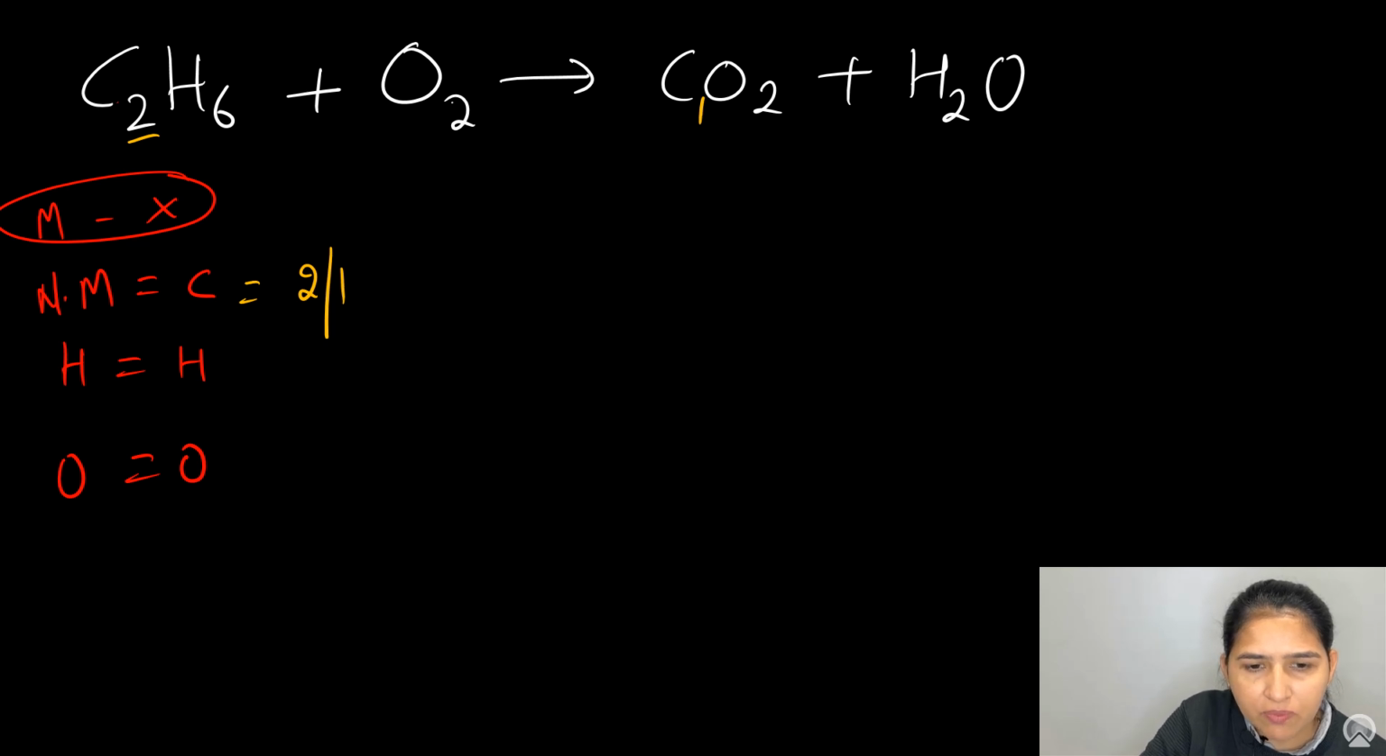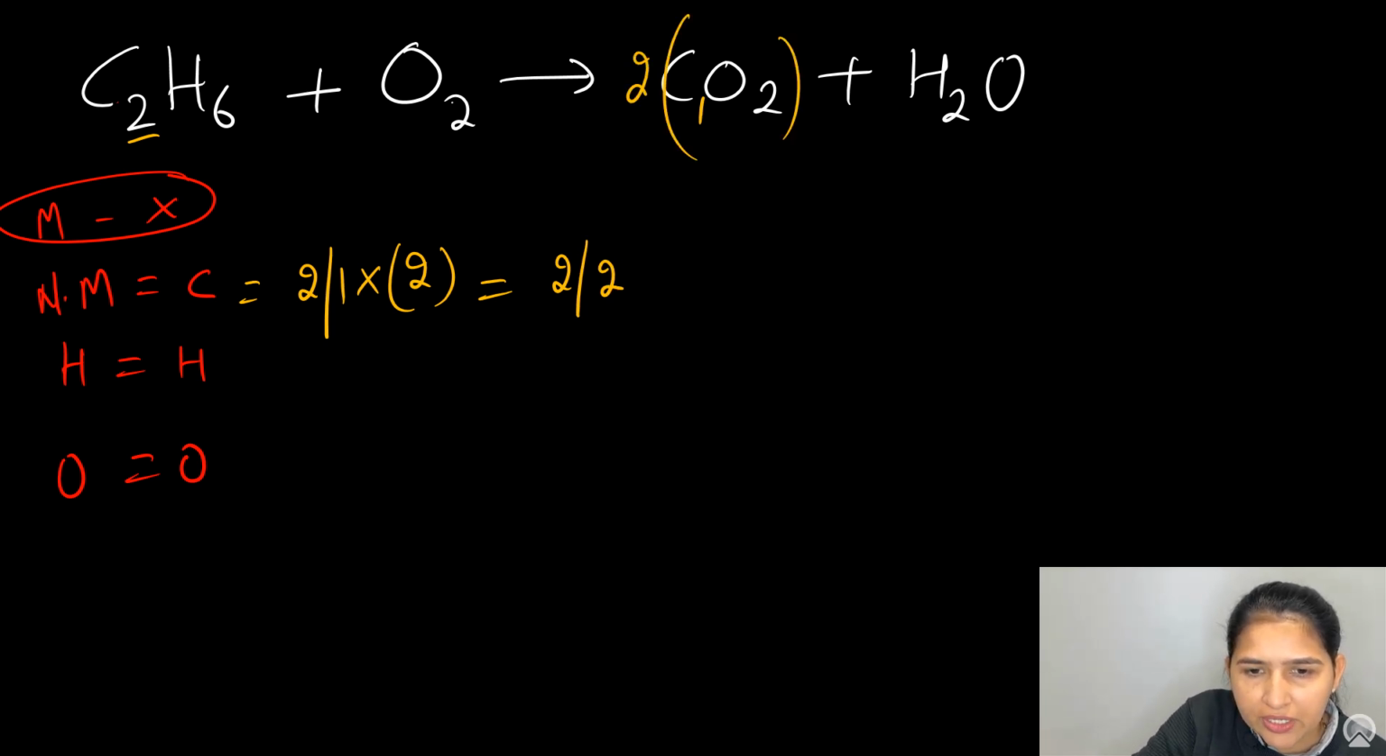To make it the same, we are going to multiply by 2 so that we get the same number of carbon on both sides. So first I am going to put the bracket over it and then I will write 2. Now you can see you have 2 times 1, which is 2, on both sides. Now the carbons are balanced.